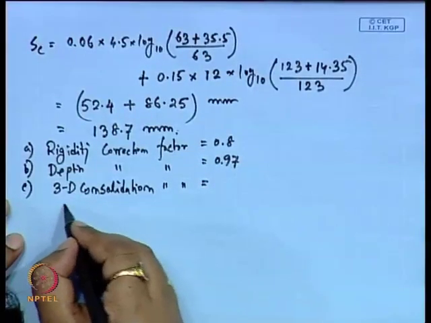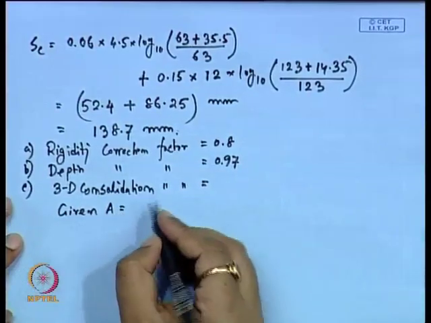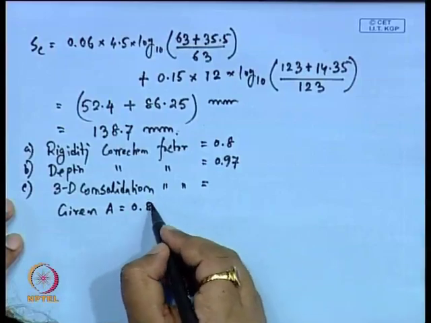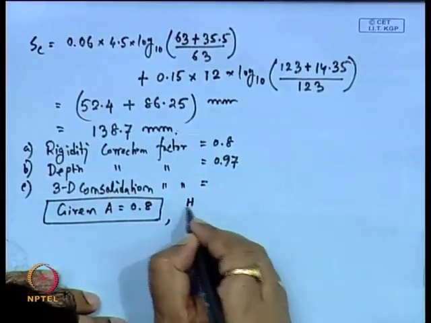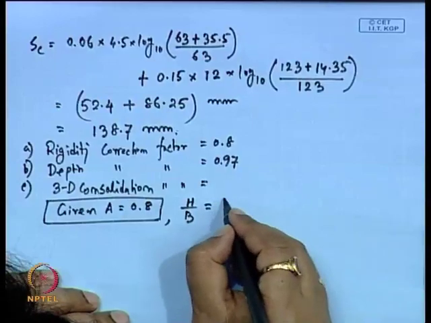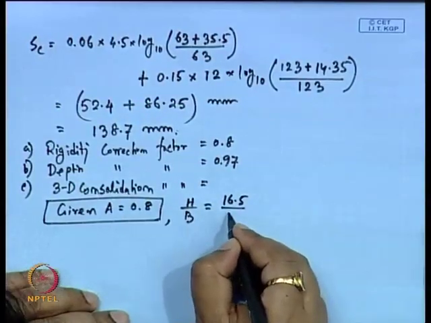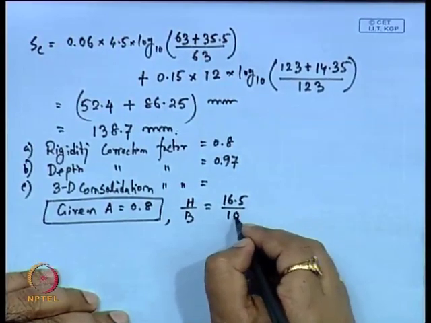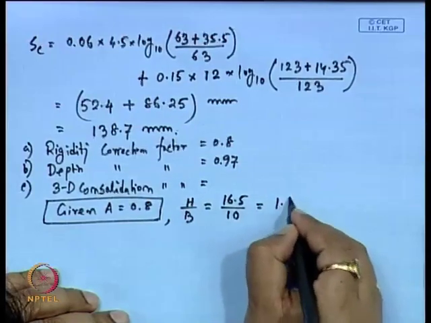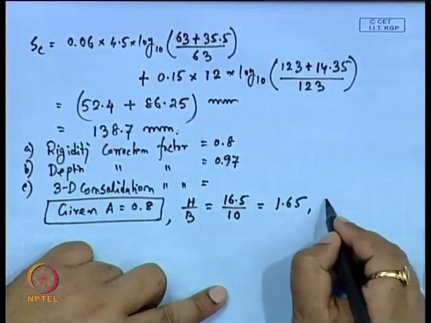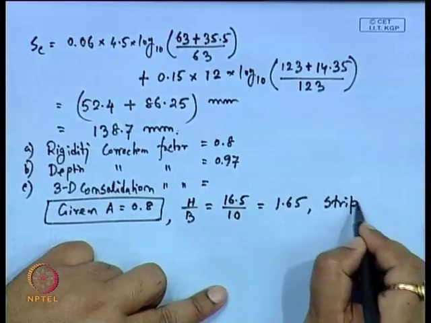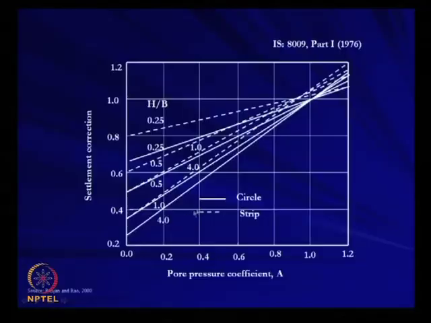Now, for this question, it is given that the A value will take 0.8. And for H by B, the total thickness is 16.5 meter and B, the width of the footing, is 10 meter. So, this is 1.65. So, A is 0.8 and H by B is 1.65, and we can consider it a strip footing, because in this chart only the circle and the strip are given.